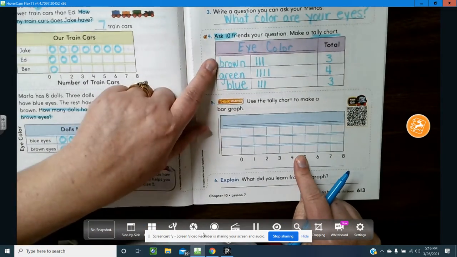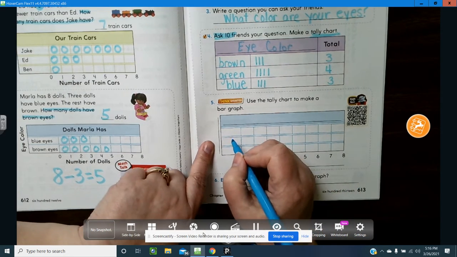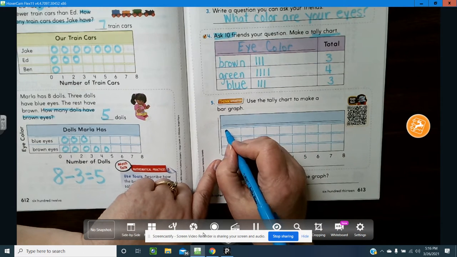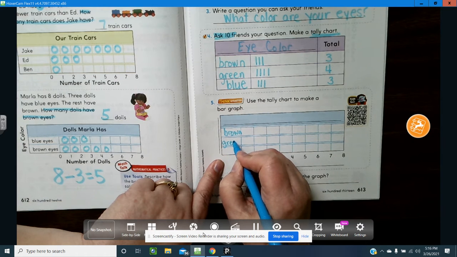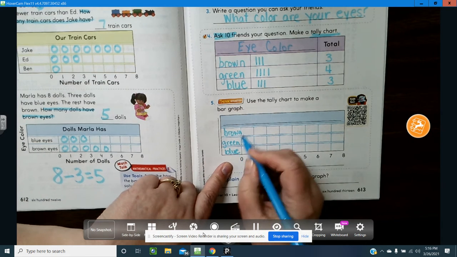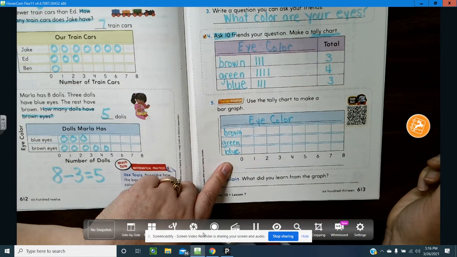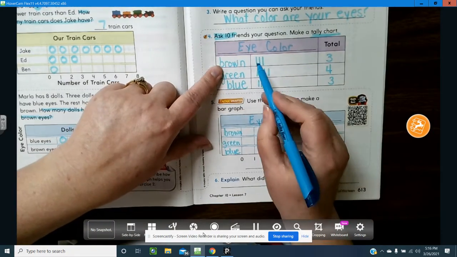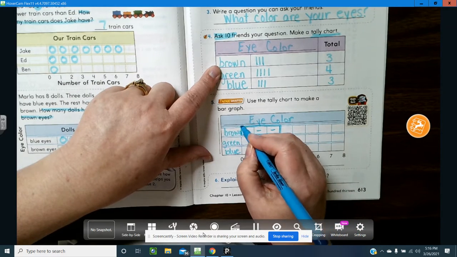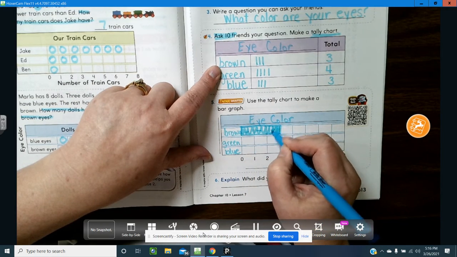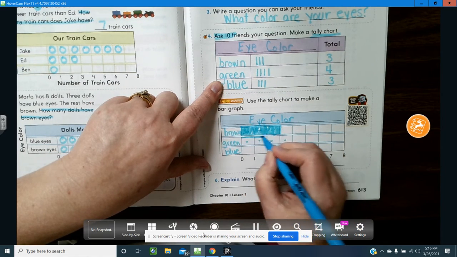Now, if you wanted to take this same information and make a bar graph, you would have to say brown. Still have to put your labels in, green and blue. And eye color is the title of your chart. And then we would have to color. How many brown? 3. 1, 2, 3. And we're making a bar this time. So we color the bar in. And the green has 4. 1, 2, 3, 4.